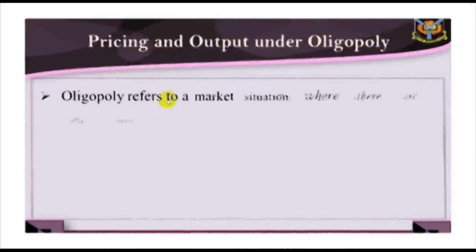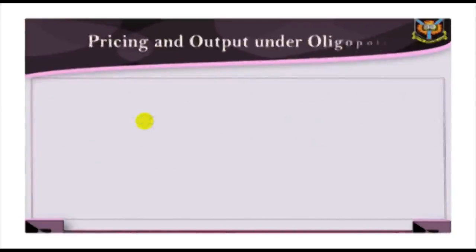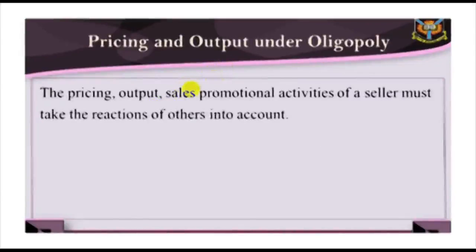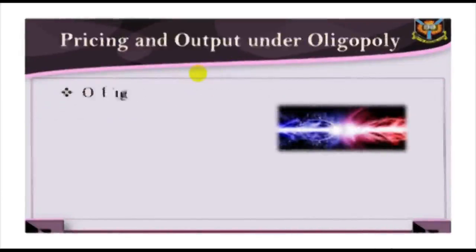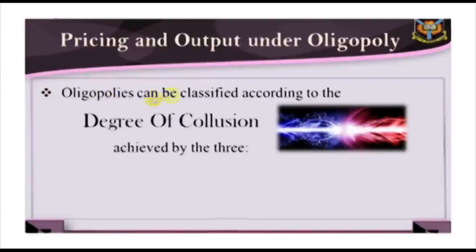Pricing and output under oligopoly. Oligopoly refers to a market situation where there are few sellers of a particular commodity, such that the activities of one of the sellers are particularly important to the others. The pricing, output, and sales promotional activities of a seller must take the reaction of others into account. Usually, a single seller occupies a position of sufficient importance in the product market for changes in his market activities to have repercussions on others.